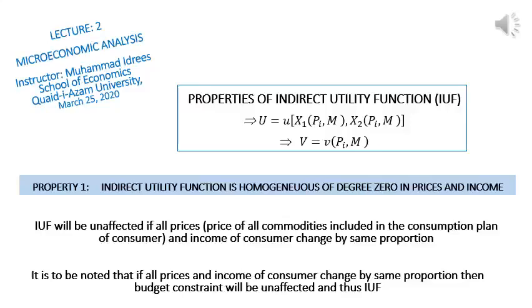It's very simple to understand. If the prices of all the commodities and the income of the buyer change by the same proportion, then there will be no effect on the budget constraint of the consumer. His real income, his purchasing power, will remain the same. So if purchasing power remains the same, then the amount of goods which he or she will purchase will remain the same. And if the amount of goods is the same, then definitely the utility level will also be the same.